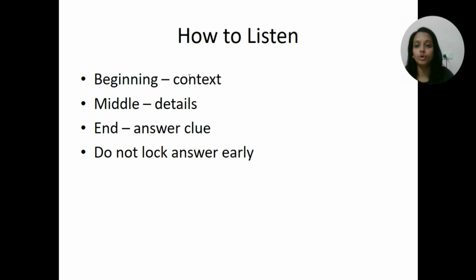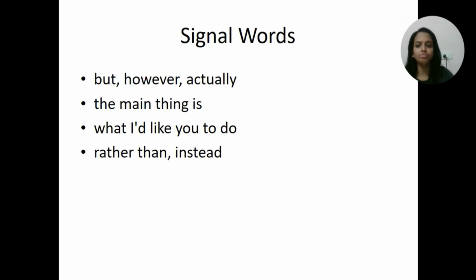So you have to listen for words and phrases like but, however, actually, for now, instead, the main thing is, what I would like to do, the priority is, in that case, rather than. So these are signal phrases. They often introduce the speaker's true intention. Okay? And let me tell you some of the common traps in part B.